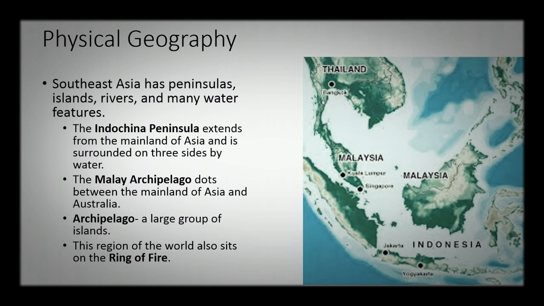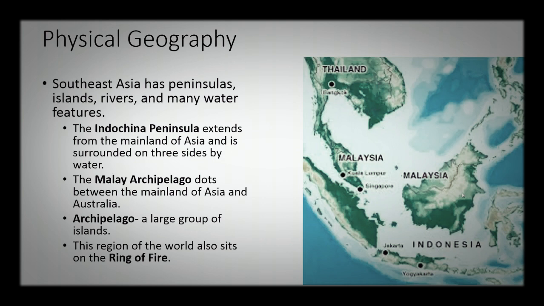And just south of the Malay and Indochina Peninsula is the Malay Archipelago. Malay Archipelago is one of the largest archipelagos in the world, and it dots between the Malay Peninsula and Australia. It's made of almost 20,000 islands. Remember, an archipelago is just a very large group of islands. And around these islands and around these peninsulas are a series of seas and a series of oceans.